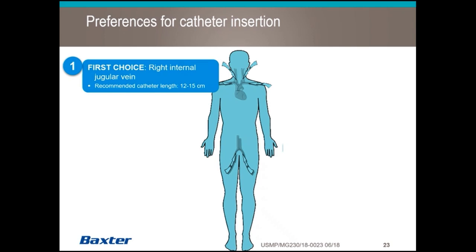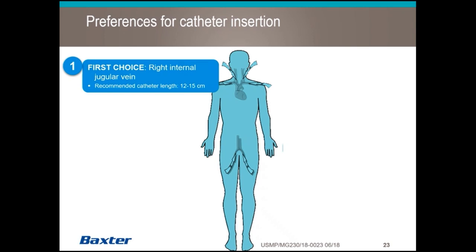Many programs have found that the longer length catheter tends to be more efficient or is associated with better outcomes than the shorter length, but 12 to 15 centimeters is the recommended length choice for the right IJ. One difficulty with the right IJ is that many times when CRRT has been ordered, the right IJ is not available because another catheter is already in its place.